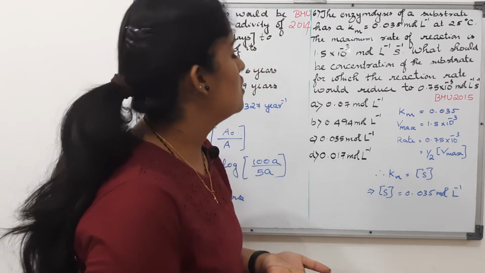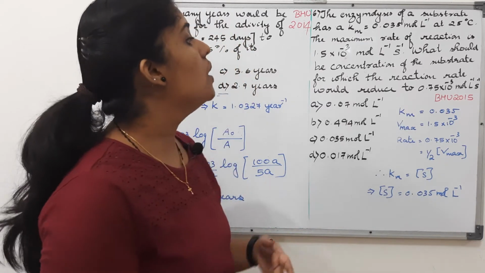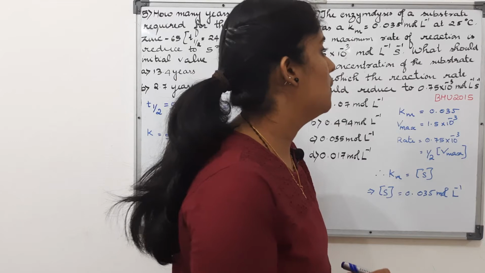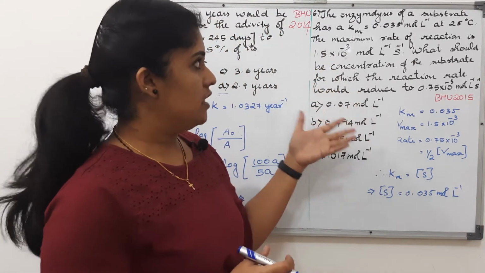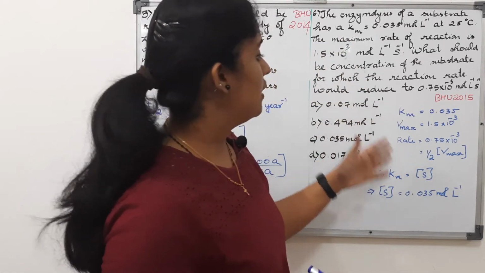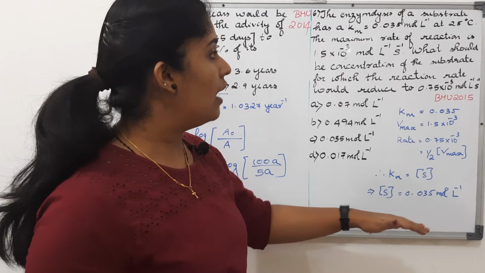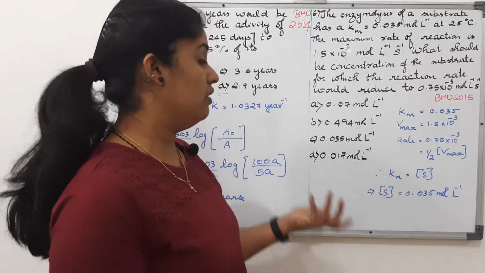And what should be the concentration of the substrate for which the reaction rate would reduce to 0.75 into 10 power minus 3 mole liter inverse second inverse. So even though the question looks quite big, we need not worry. We just have to pick out all the values that are given and write them down separately and check what they are asking for. So when you do that, you will get the answer very easily.